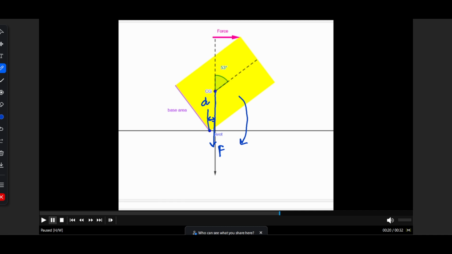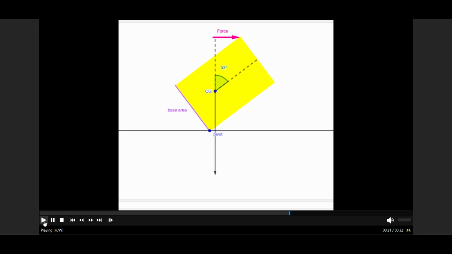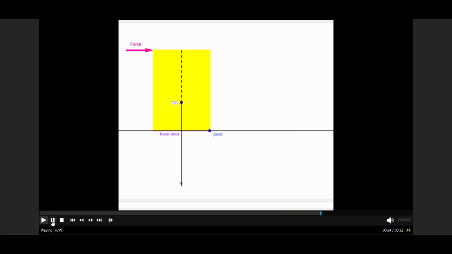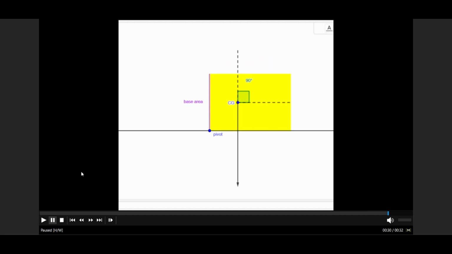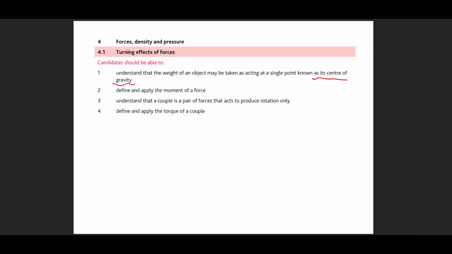Now let's clear out the screen and see what happens. If we allow this to move, it will topple over and settle down somewhere like this. Let's try another, different angle. Even in this situation, you can observe that as soon as the component of weight moves to the other side of the pivot, it will cause this to topple over. So let's let it play out. Again, this also topples over. So we understand the meaning of center of gravity and what role it plays in terms of application of force. We have covered the first point of the syllabus.